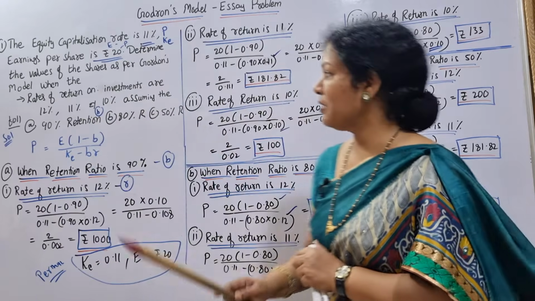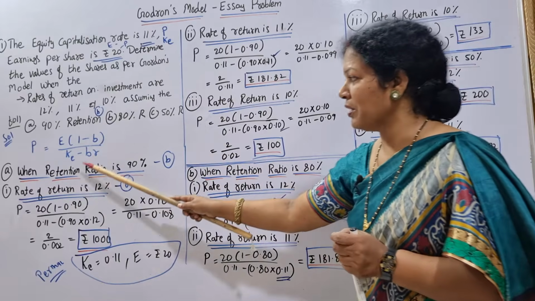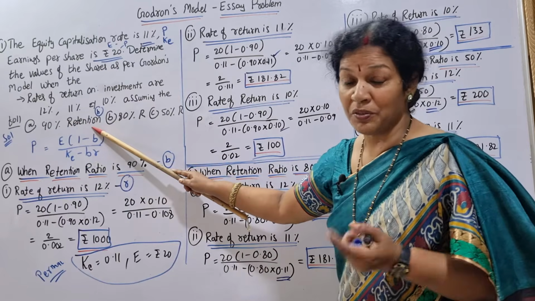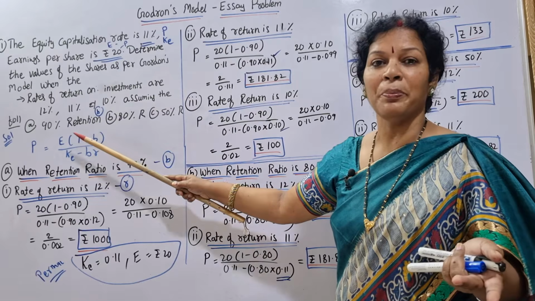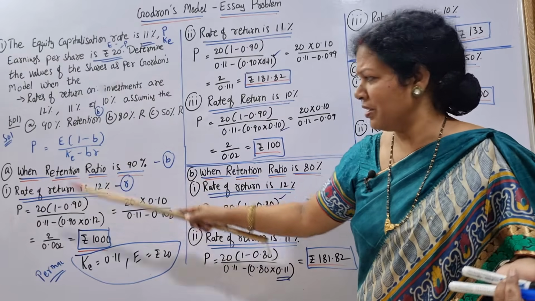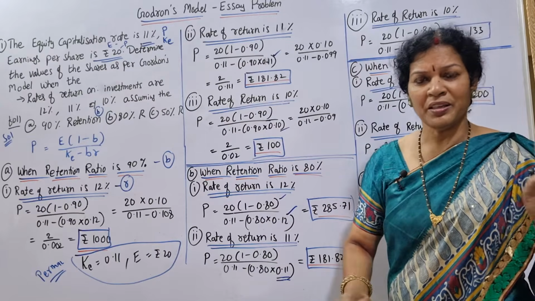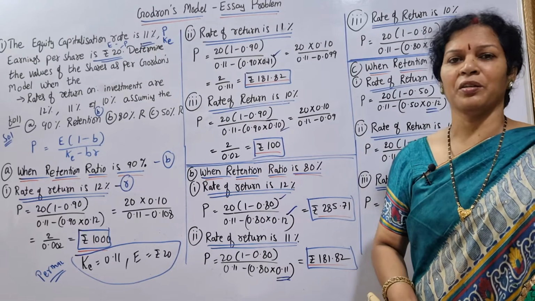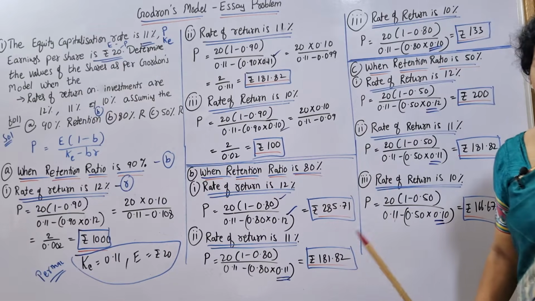And even if the retention of the dividend is 90%, if you retain 90%, means your payout is 10% only. That doesn't make any difference, but the rate of return also makes the difference. You see all the values, it varies.